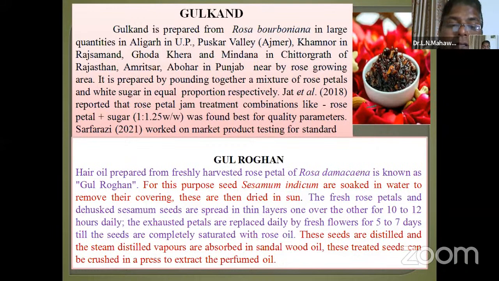and dehusked sesamum seeds are spread in thin layers one over the other for 10 to 12 days, 10 to 12 hours daily. You have to spread a thin layer of the rose petals on the dehusked sesamum seeds, and the exhausted petals are replaced daily by fresh flowers for 7 days till the seeds are completely saturated with the rose oil. These seeds are then distilled, and with the steam, the distilled vapors are absorbed in sandalwood oil, and these treated seeds can be crushed in a press to extract the perfume oil, and that is known as Gulrogan.